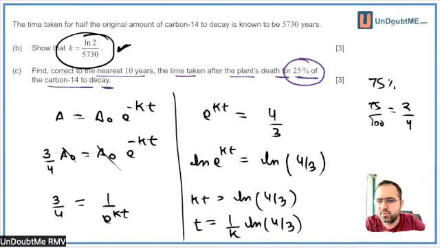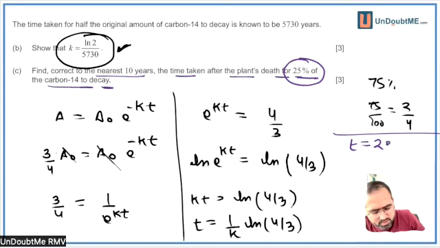Is there anyone who is getting the answer? 2378. Yes, that's right. Now, it says nearest 10, so what should be the rounded off answer? 2380. It will be 2380 years.